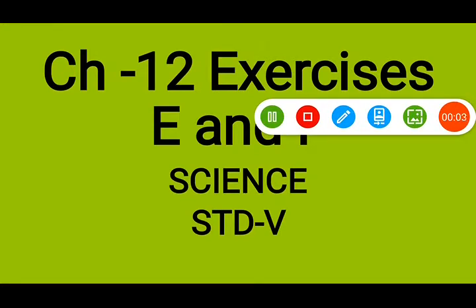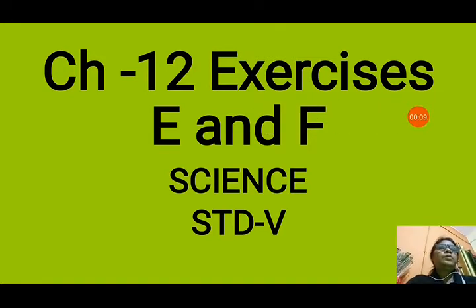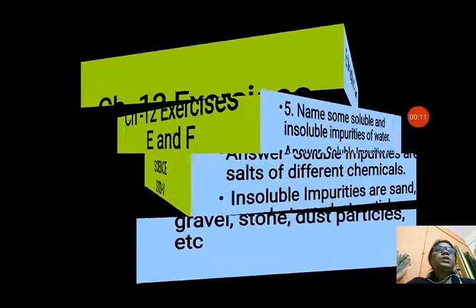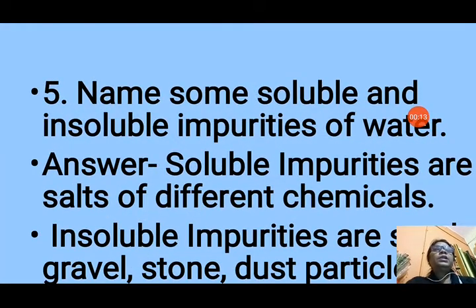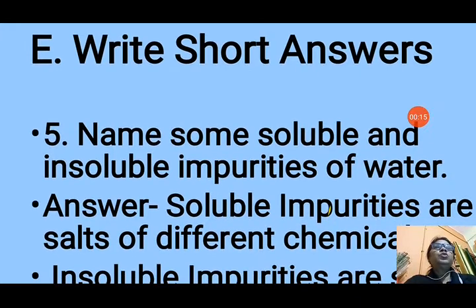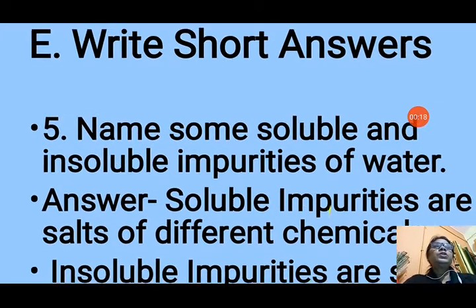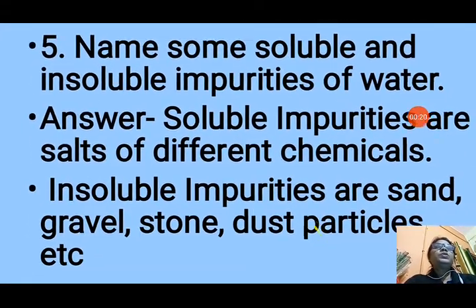Today in this class, we will discuss the questions of E and F, chapter 12. So, let us start with question number E. In the earlier class, we discussed the first 4 questions. So, we will start here with the short answers, with question number 5. So, what is question number 5?